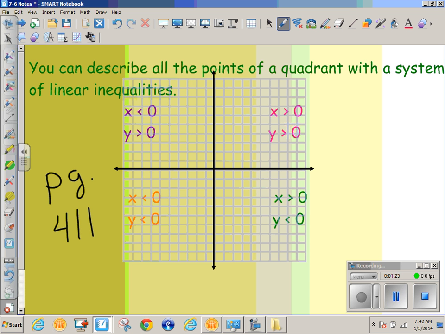X is less than 0. We're just talking about this. And then Y is greater than 0. We're just talking about this is determined in that particular quadrant. So it just breaks it up into quadrants. If you'd like to take a look at that on page 411, you may.